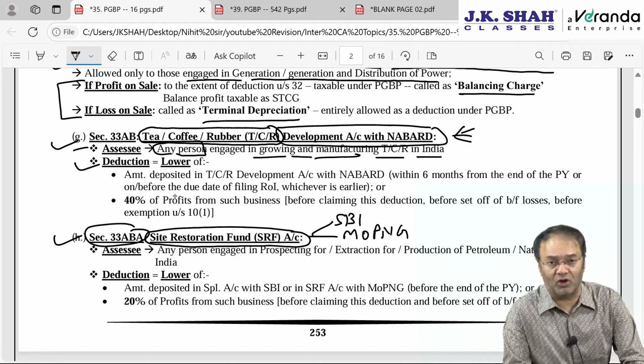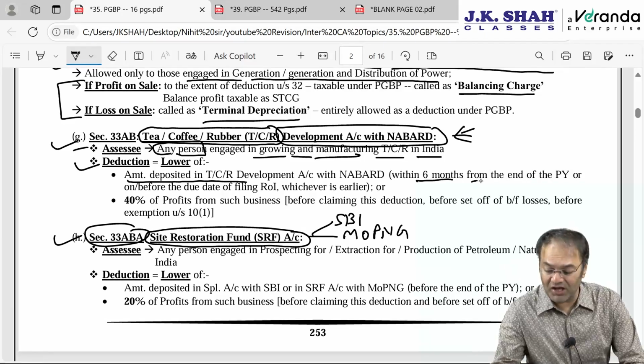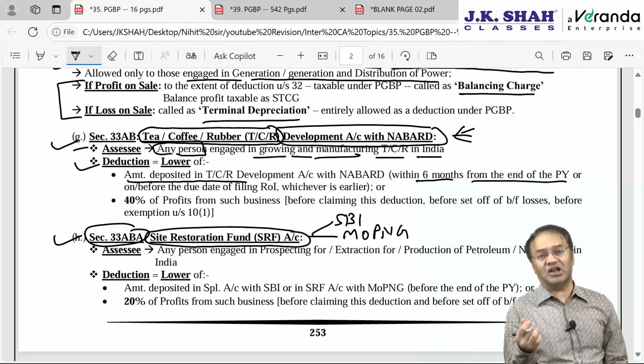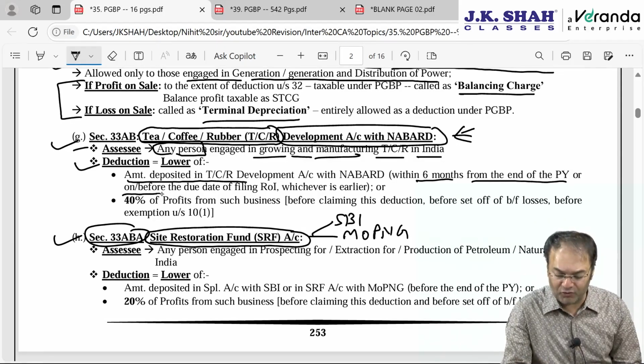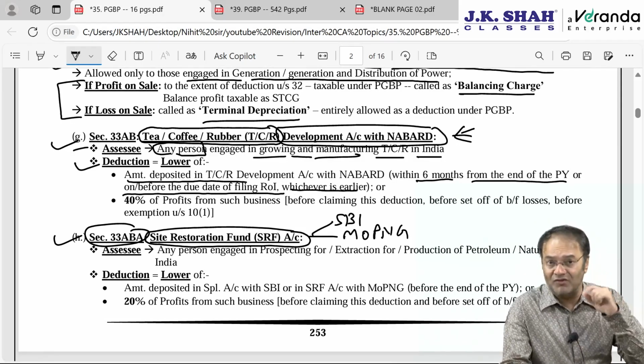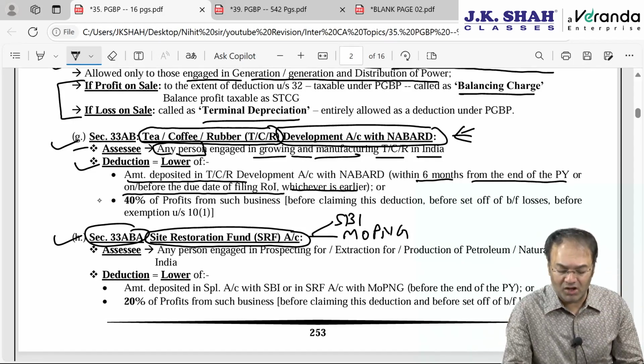Deduction will be the lower of the following two: either the actual amount deposited in this account with NABARD within 6 months from the end of the relevant previous year, that is after 31st March 6 months, that is by 30th September, or on or before the due date of filing IT return, whichever is earlier, or 40% of the profits. This you'll have to remember.